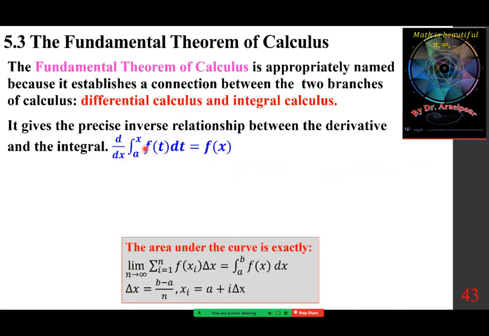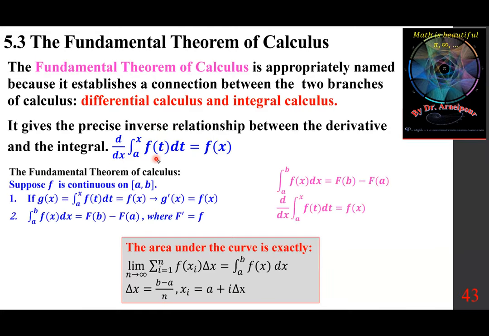In other words, whatever this one is, this is a number, and this is the variable that will replace the t. Because first you have to integrate this, then you have to differentiate. So in essence, they undo each other, differentiation and integration. So the fundamental theorem of calculus.